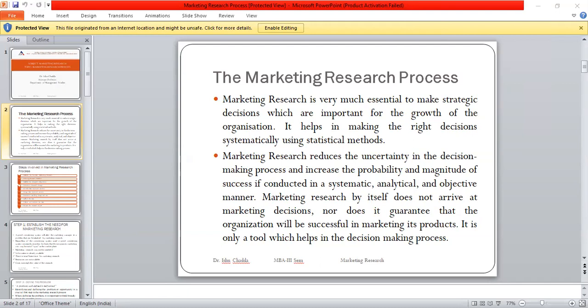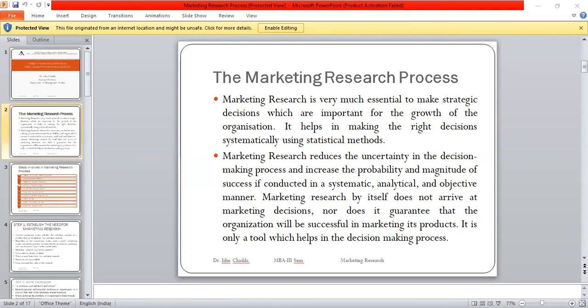The decision problem faced by the company must be translated into a marketing research problem in the form of questions. These questions must define the information that is required to make the decision and how this information can be obtained. This way, the decision problem gets translated into a research problem. Problem definition can involve, first, specifying the symptoms, itemizing the causes of the symptoms, and linking the reasonable alternative courses of action that the marketing manager can undertake to solve the problem.